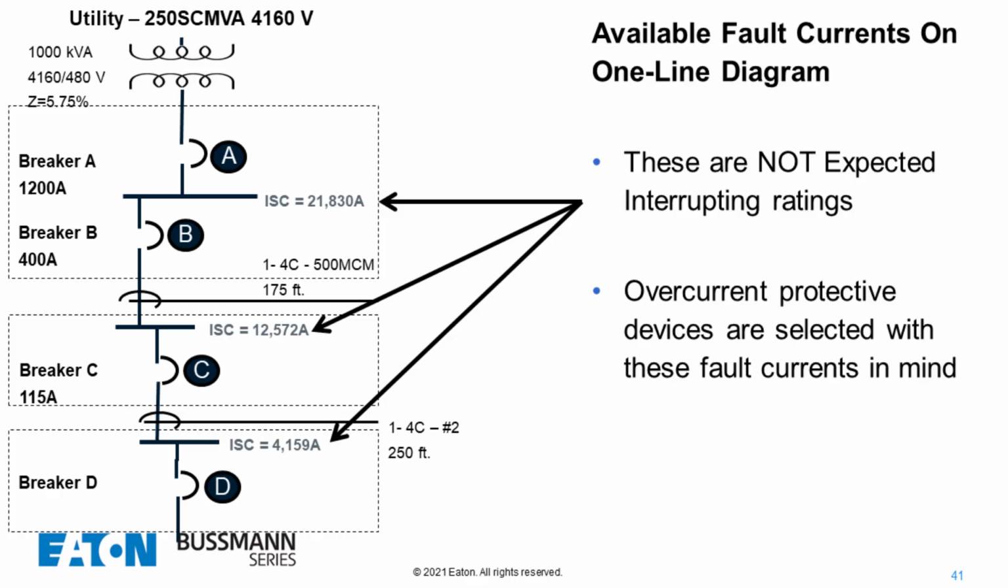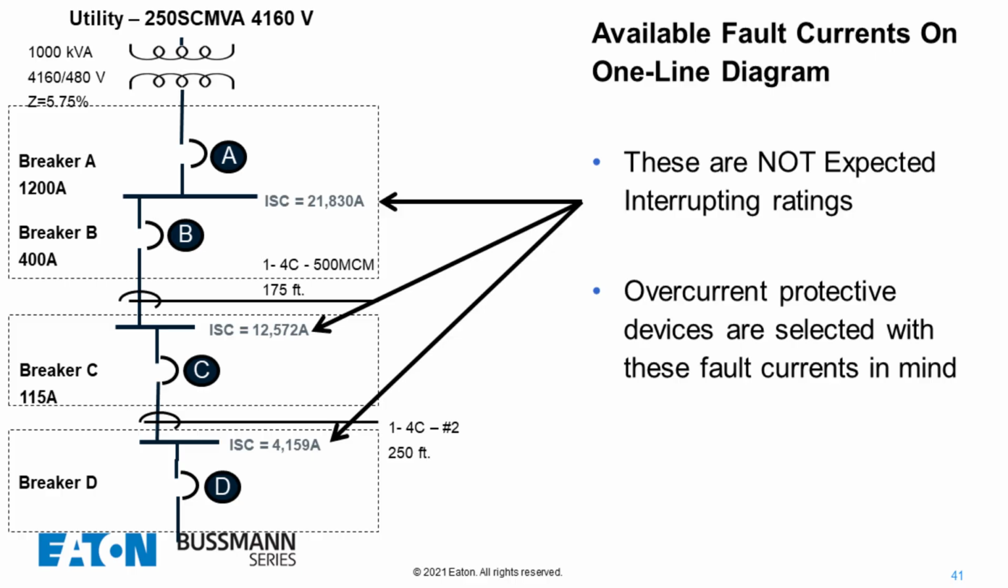And then at the power panel, let's just call that C, which is a main lug only type power panel, we have almost 13,000 amps: 12,572 amps. And then finally, at the load center, which is D, we have a little bit over 4,000 amps, so 4,159 amps. So we've done our fault calculation.